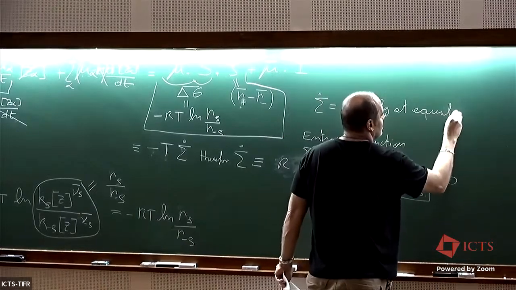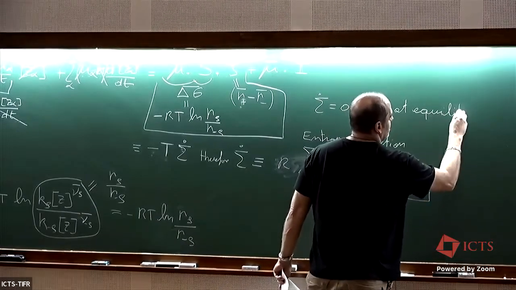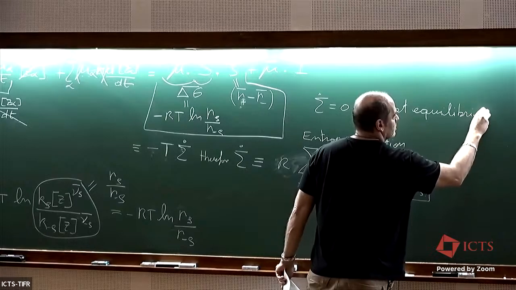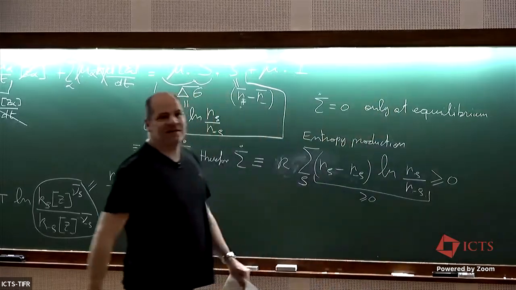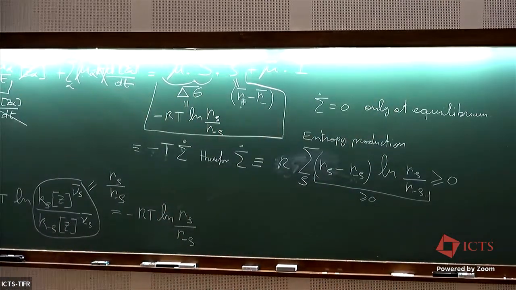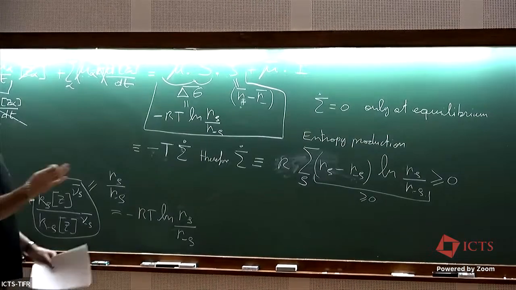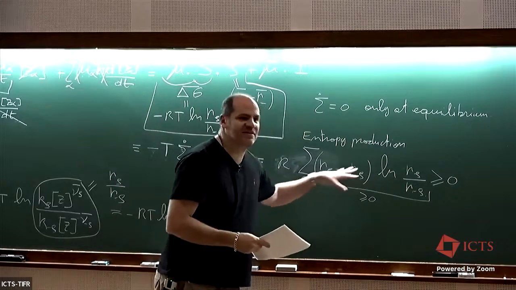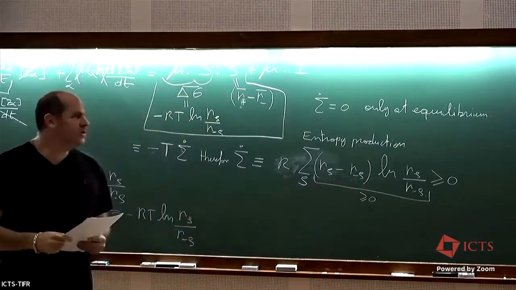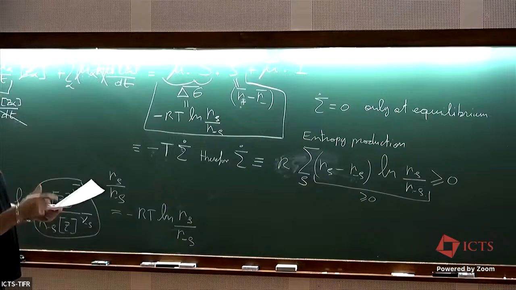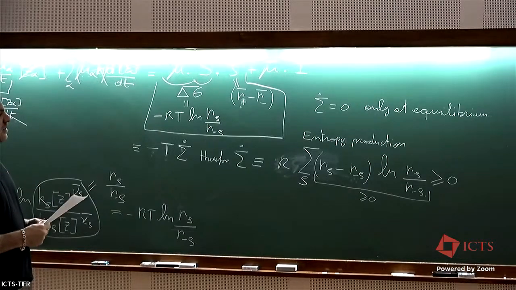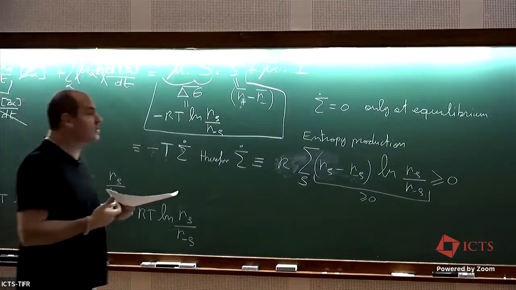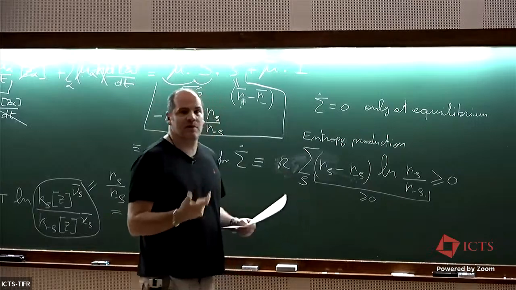So this quantity measures how far away we are from equilibrium. It's a metric. It really has the structure of a relative entropy. You don't need to understand the details of that. This is a metric from information theory. So it measures how different the forward flux is from the backward flux.